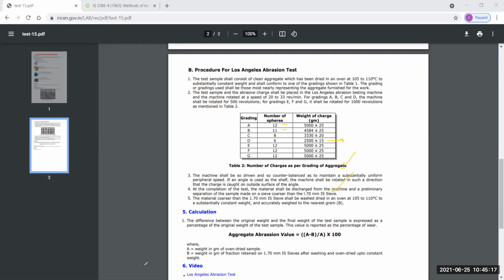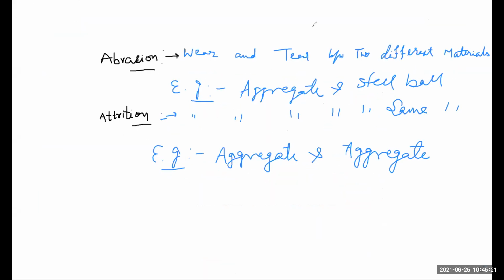So how will we find the aggregate abrasion value? How do we find the aggregate abrasion value?